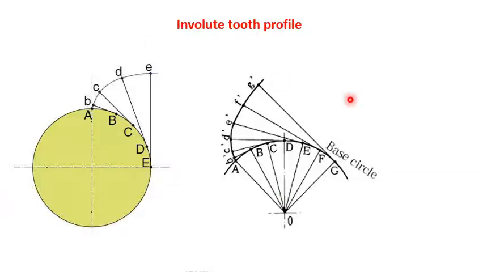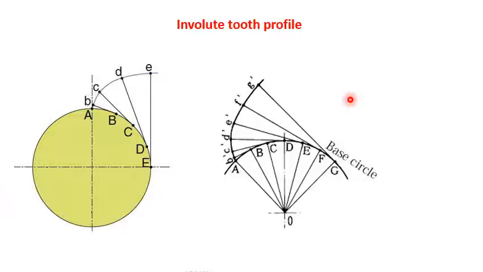So then what is the difference between involute and cycloidal tooth profile, or the comparison between involute and cycloidal tooth profile? In case of involute tooth profile, interference occurs. So in the upcoming slide I will explain what is interference. Whereas in the cycloidal tooth profile there is no interference. The pressure angle remains constant throughout the operation in case of involute, whereas it varies in case of cycloidal.